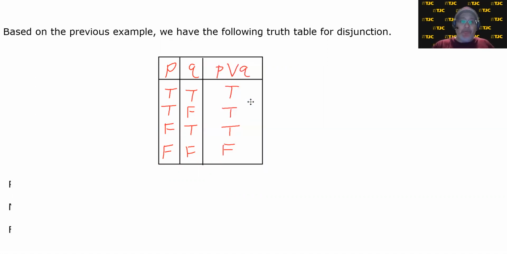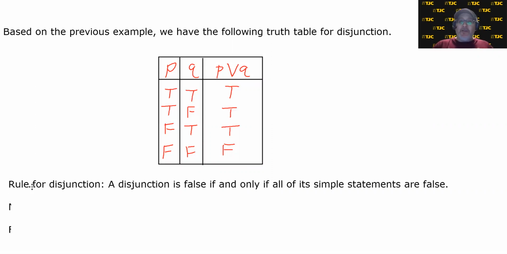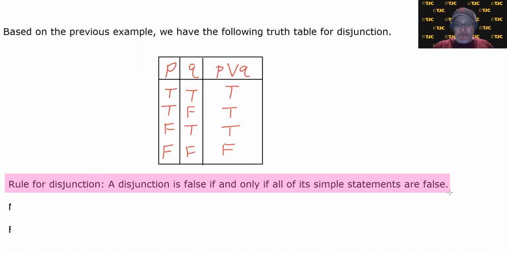So can you come up with a rule for the exception? The exception being it's false once, otherwise it's true. So what rule do you think we could say about a disjunction being false? A disjunction is false if and only if all of its simple statements are false. If you want to memorize the table, go for it. But know this. A disjunction is false if and only if all of its simple statements are false.